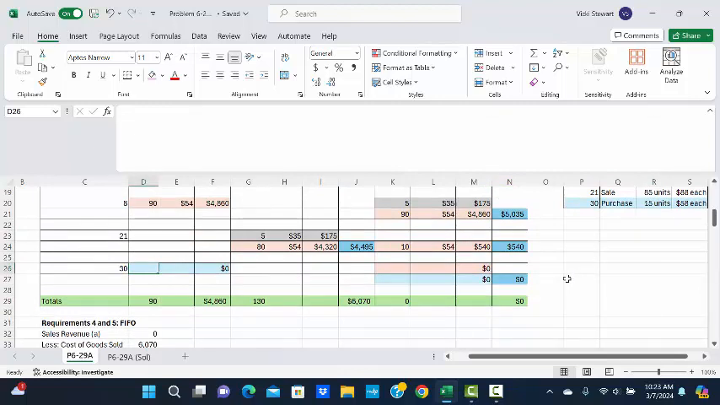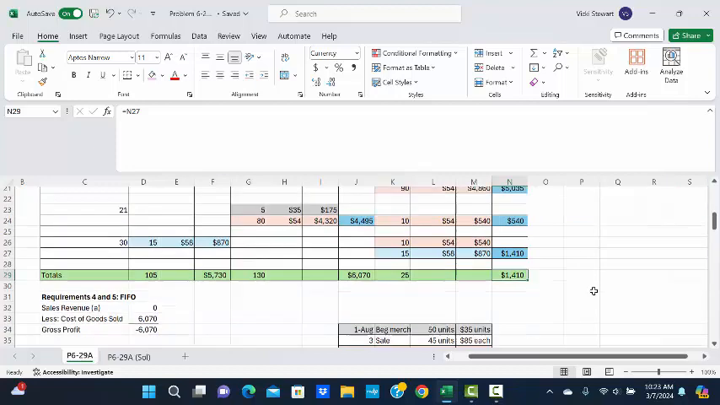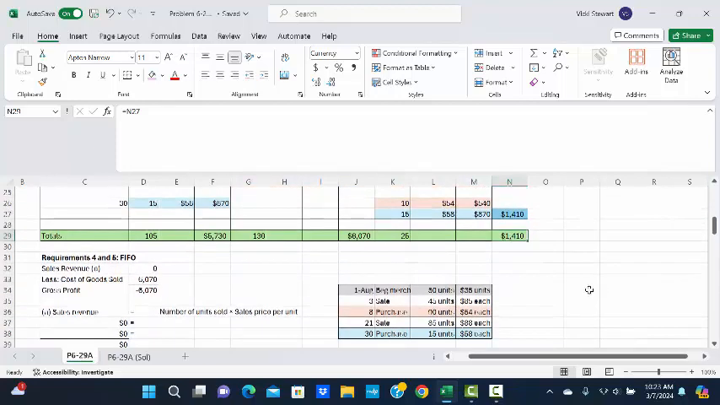Then on the 30th, we made another purchase of 15 units at $58 each. So we would cost that out at $870, and our merchandise inventory would consist of 10 units at $54 and 15 units, the new purchase, at $58. So when we extend the amounts and add them together, our ending inventory for August using the FIFO perpetual method would be $1,410.